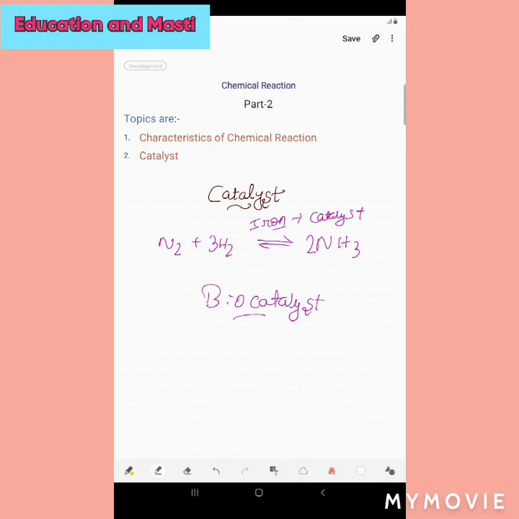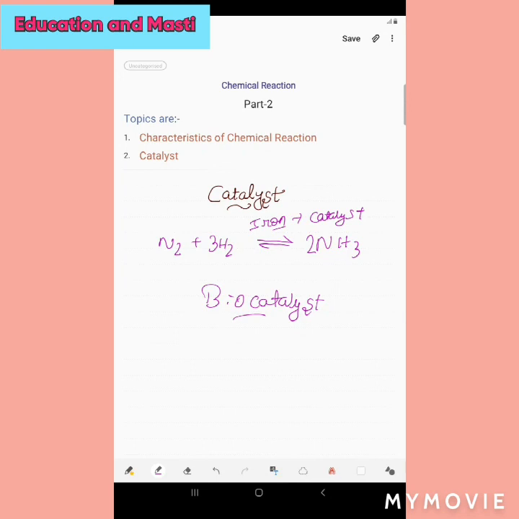So let's take an example. An enzyme called amylase present in saliva acts as a catalyst converting starch into sugar. Like when you are eating some starch, then your saliva has a catalyst which is called amylase, which converts starch into sugar for your body.